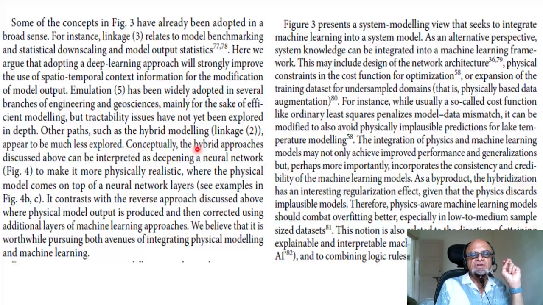Other paths such as the hybrid modeling, linkage 2, where you try to replace a submodel with AI, appear to be much less explored. Conceptually, the hybrid approaches discussed above can be interpreted as deepening a neural network to make it more physically realistic, where the physical models come on top of a neural network layers, which we'll see in the next figure. It contrasts with the reverse approach discussed above, where the physical model output is produced and then corrected using additional layers of machine learning approaches. We believe that it is worthwhile pursuing both avenues of integrating physical modeling and machine learning.